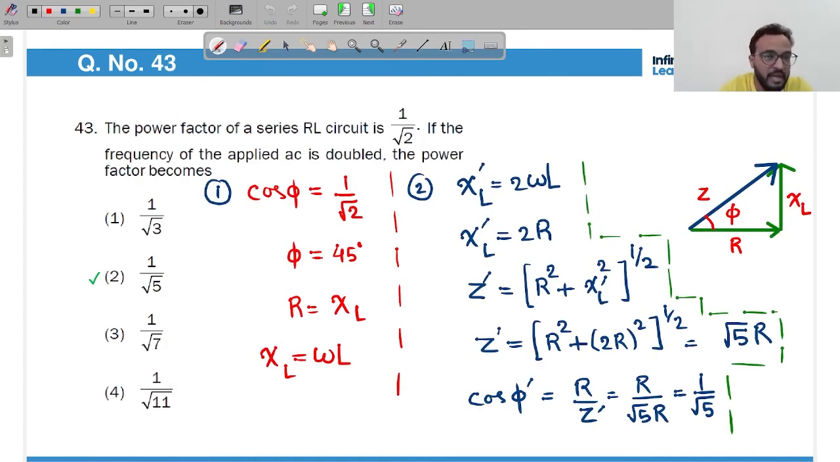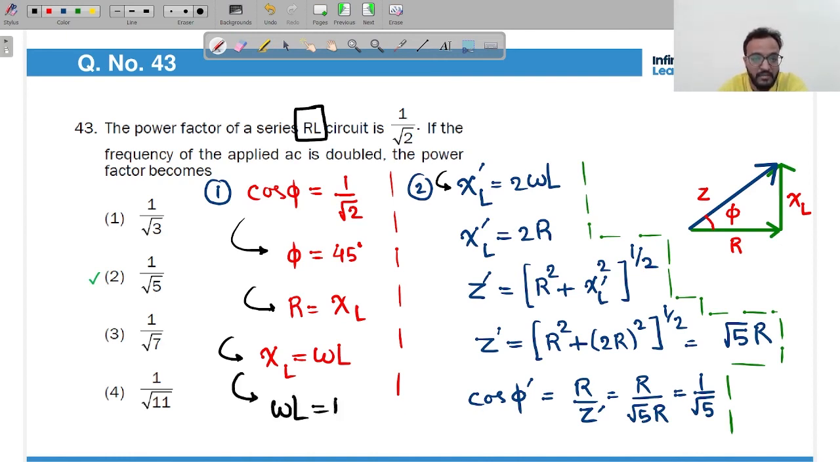Now another. The power factor of a series RL circuit is 1 by root 2. Now again, same thing. Power factor is 1 by root 2. That means phi is 45 degrees. If it is an RL circuit, that means R, the perpendicular and base are same. That means R and XL are same. So XL is equal to omega L. We know that. Now they are saying if the frequency is doubled, so the new inductive reactance will become 2 omega L. Omega L is equal to R. From here we can say that omega L is equal to R.